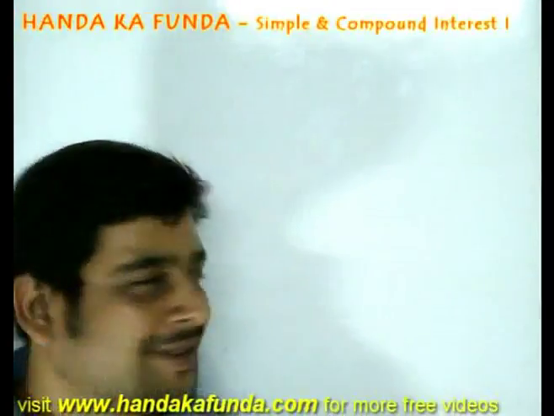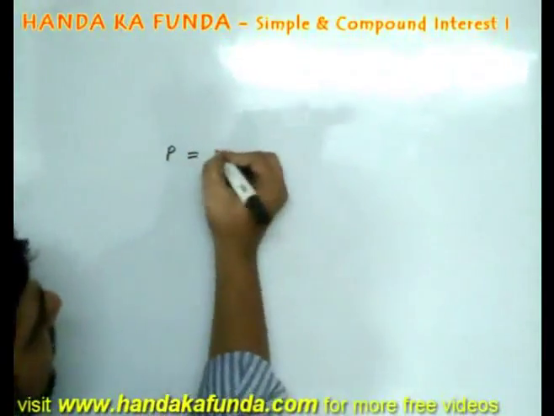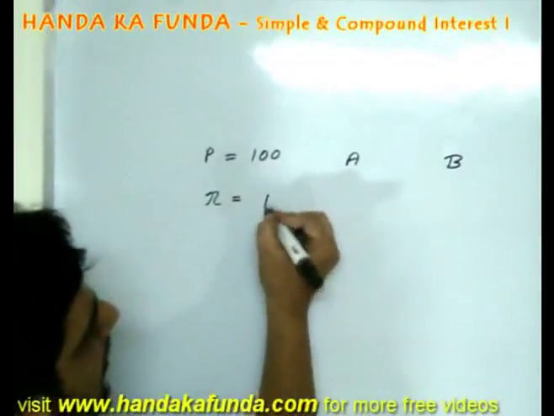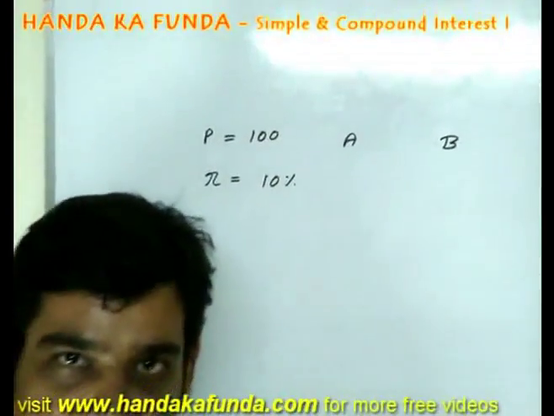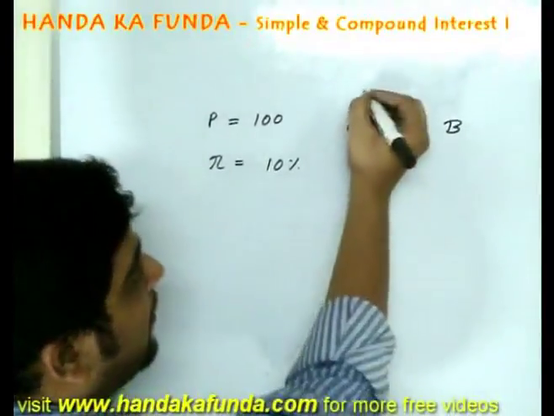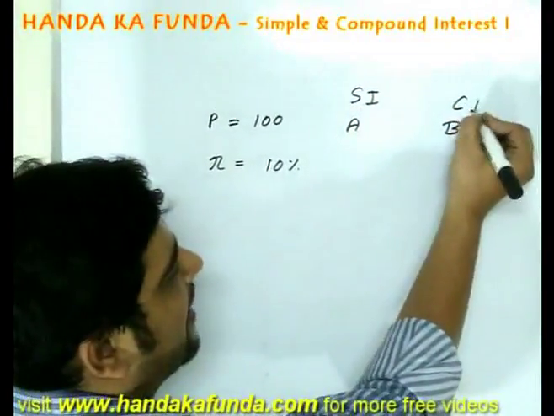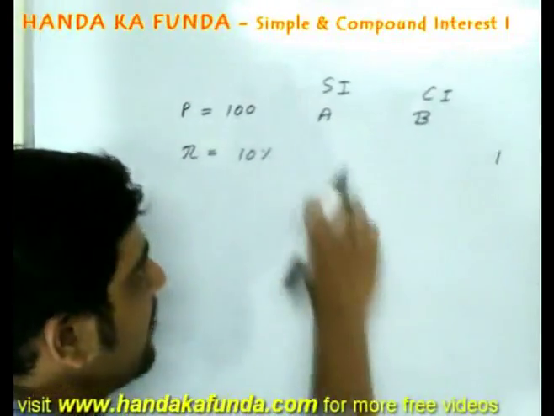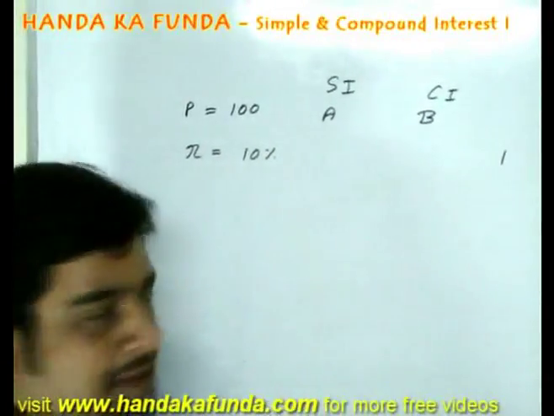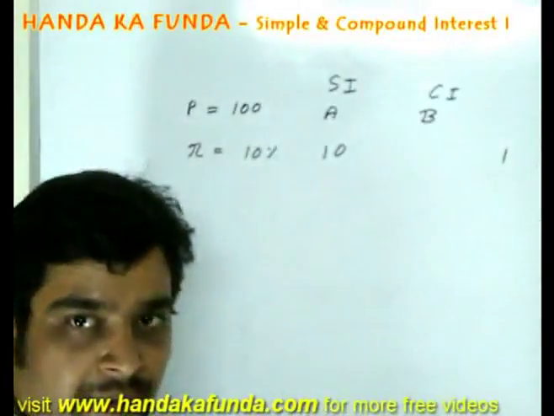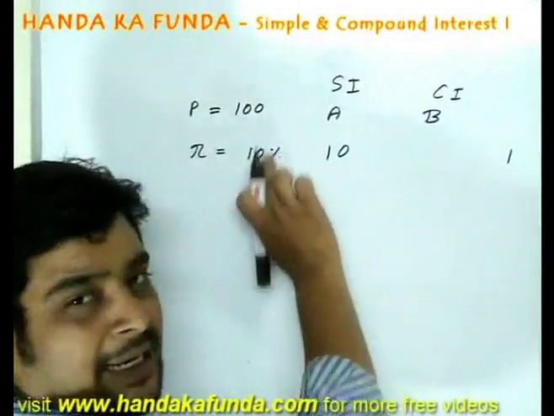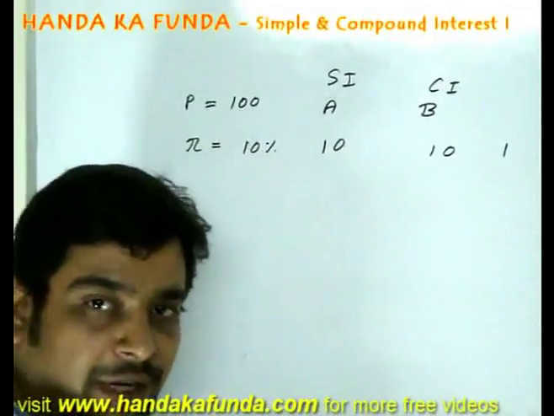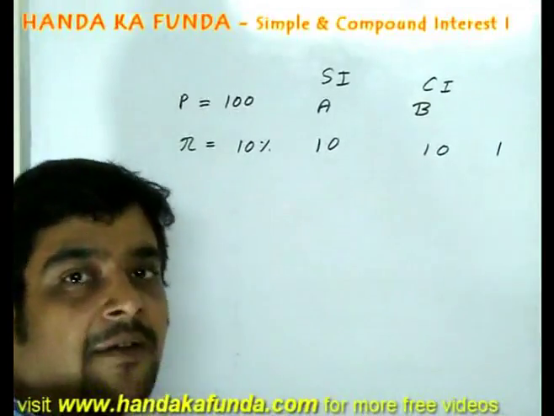Let us take an example. Let's say I loan 100 rupees to two people, A and B, and the rate of interest is 10%. But there is a difference between the two. To A I am giving at simple interest and to B I am giving at compound interest. What will happen? Simple interest will be 10% on 100 rupees, that is 10 rupees. Compound interest will also be 10% on 100 rupees, that will also be 10 rupees. As you can see, there is no difference here, but the difference will come in from the next year.